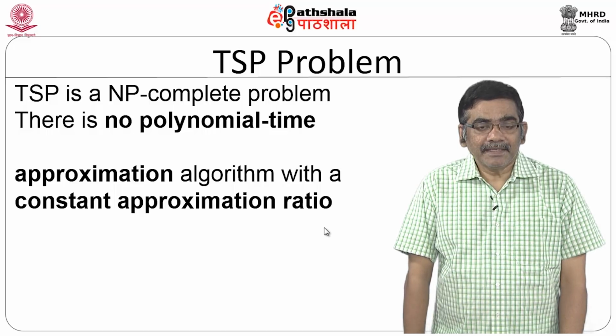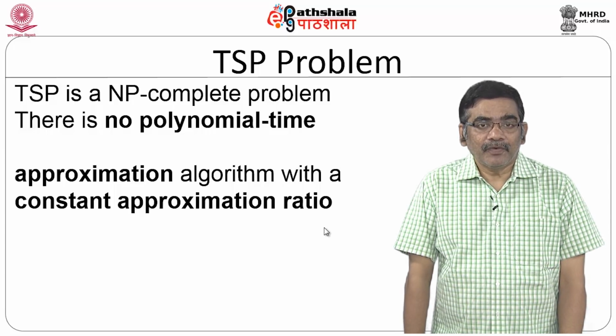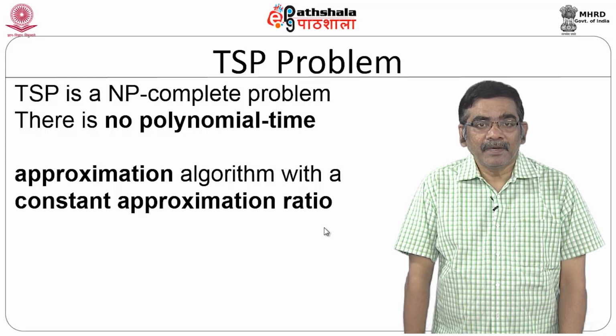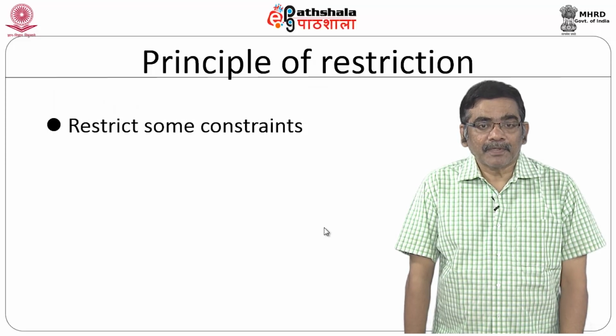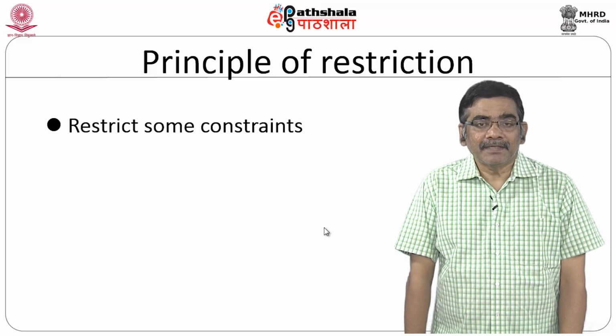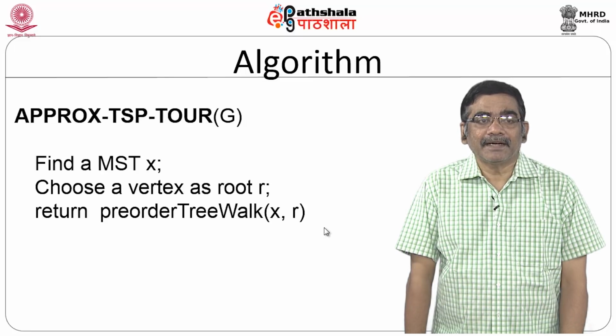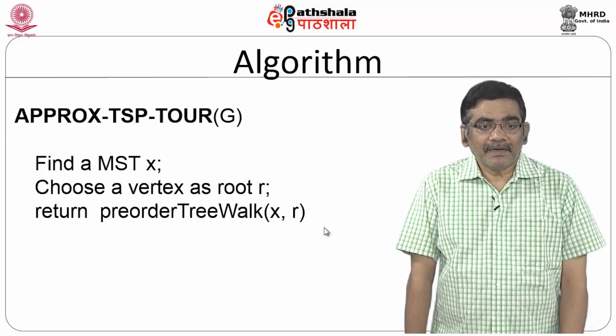Already we had seen that this is an NP complete problem. That means there is no polynomial time algorithm available for that. For this reason we can go for some sort of an algorithm with a constant approximation ratio. What is the restriction we are going to put? We are going to relax the constraint that a city should be visited only once. We will relax, we will solve, then we will reinforce all the constraints.